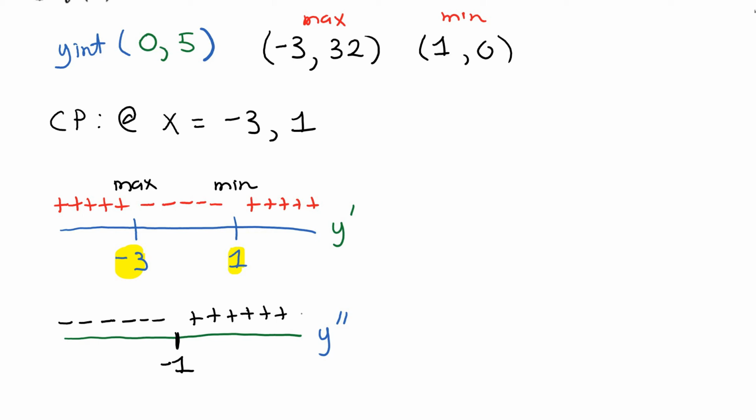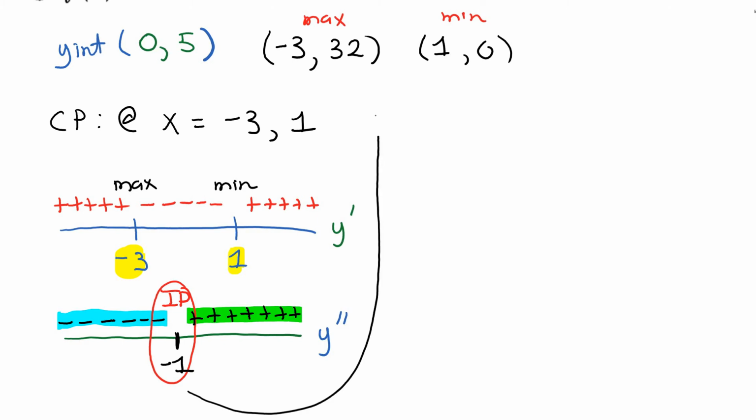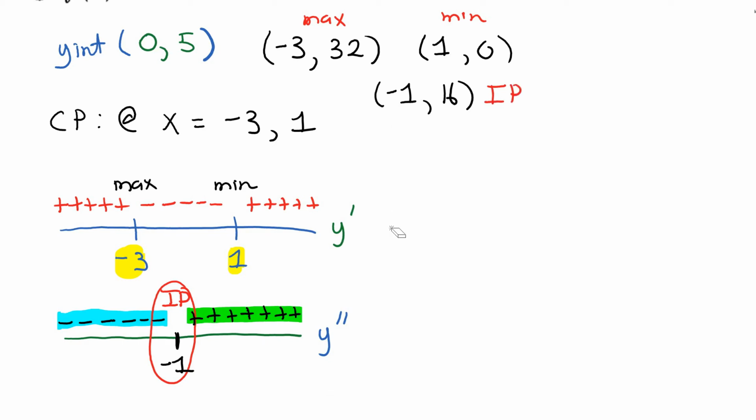Since you go from concave down, so this region is concave down, and this region is concave up, that means you have an inflection point at x equals -1 because you're changing concavity. After that, you would plug in -1 back into your original function. If you do that, the corresponding y value will be 16, and this is your inflection point. Okay, so let me just erase this, and I'll erase that.